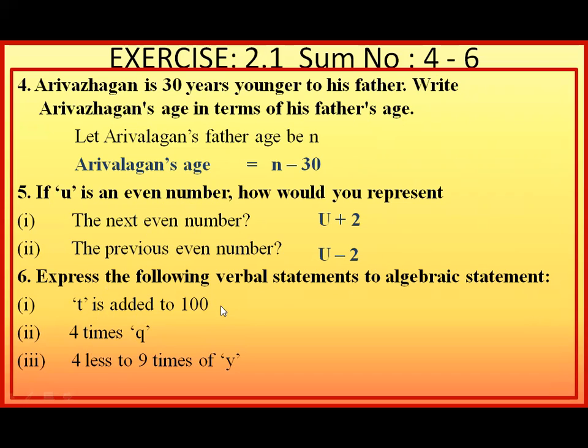Express the following verbal statements as algebraic statements. T is added to 100. Added, so you use the plus sign: T plus 100. 4 times Q: you can write it as 4Q or 4 into Q. 4 less than 9 times Y: 9Y minus 4. 9 times Y, 4 less than it, so minus 4.